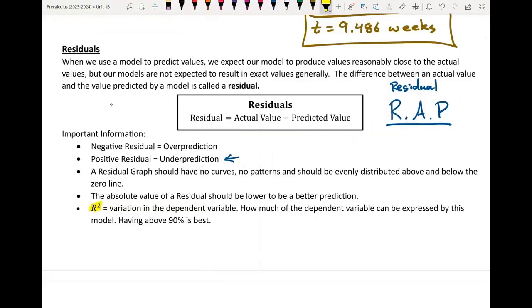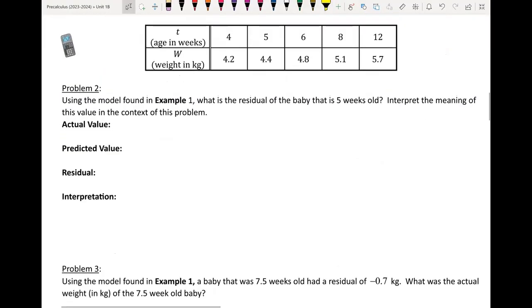All right, let's go ahead and turn the page to problem number 2, please. So we are going to be calculating a residual here and interpreting what the residual means. We are looking at a baby that is 5 weeks old. We are going to find its residual and interpret the meaning of the value in this context. So 5 weeks old, that is right here. What is the actual value of the weight? What is the actual weight for the baby at 5 weeks old, guys? 4.4 kilograms.